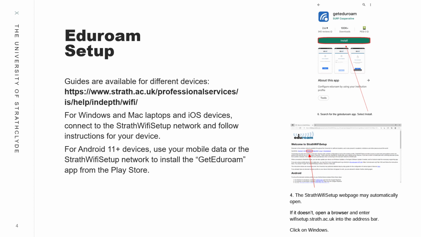It's a little different for Android devices. As long as you're using Android 11 or newer, you just want to go to your Google Play Store and install the Get EduRoam app. For Linux or Chrome OS devices, it can be a little more complicated, and we'd recommend that you bring these to us at the inquiry desk, but they should be able to access EduRoam.